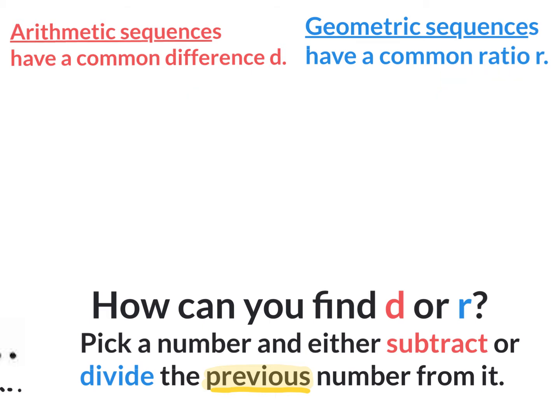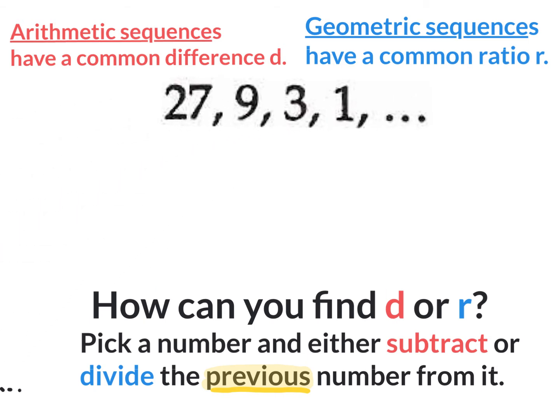Geometric, here's a list. Please copy it down. 27, 9, 3, 1, and so on, continues forever. So if you try to check and see if it's arithmetic, if you go 1 take away 3, let me write that down. 1 take away 3, that's negative 2. But if I go 3 take away 9, that's not negative 2 anymore, that's negative 6. So right there, the difference is not common. So that means that this guy cannot be arithmetic. It cannot be arithmetic. So now the question is, is it geometric?